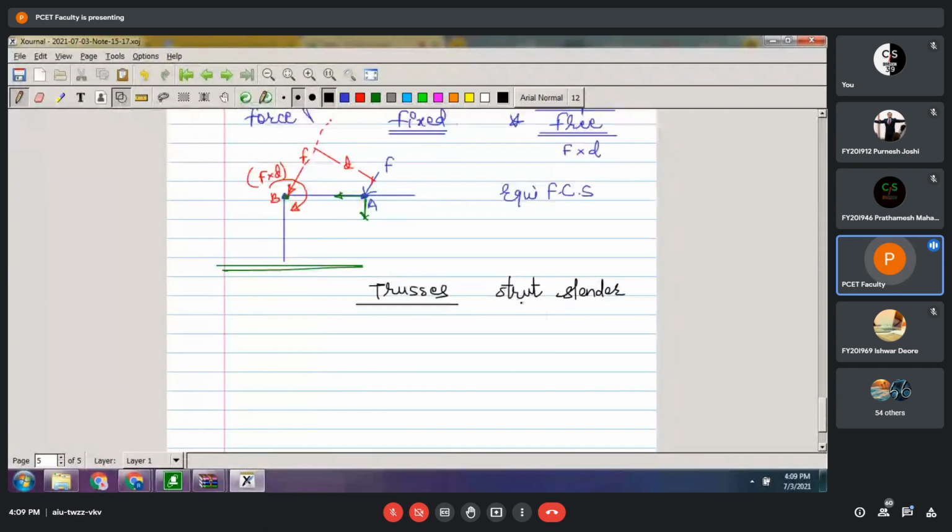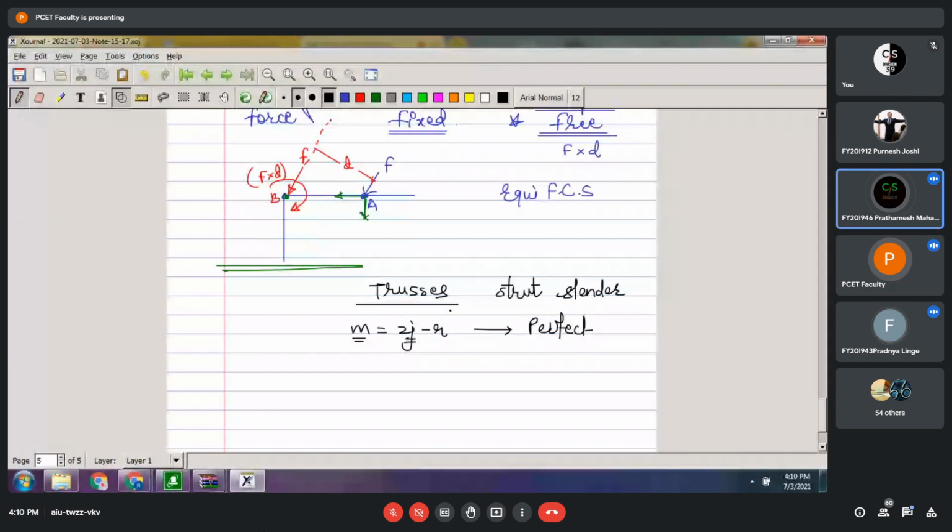Trusses, we are having perfect or imperfect trusses, or you can say determinate or indeterminate trusses. The meaning is that m equals 2j minus r equation must be satisfied. If this is satisfied, then it is a perfect truss. What does m stand for? Member, number of members. j stands for joint. r for reaction component. So if m equals 2j minus r, it is a perfect truss or determinate truss.